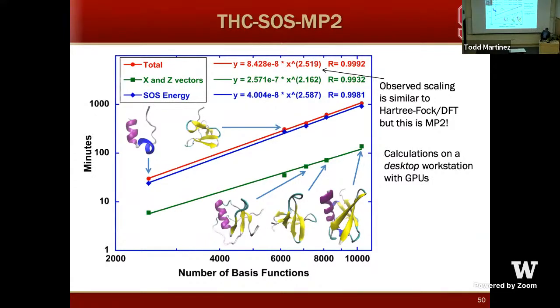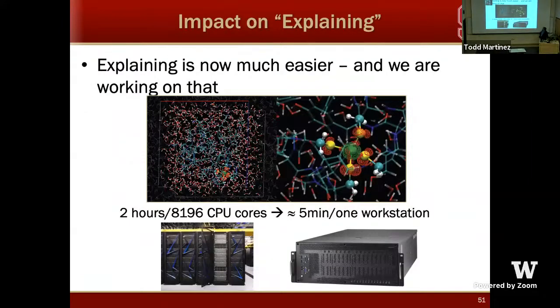So all right. This now goes back to the beginning of the talk, though. What does this have to do with explaining, with predicting anything? And what all this says is that it's going to be much, much easier to explain stuff. So you can do calculations faster, you should be able to explain things better.